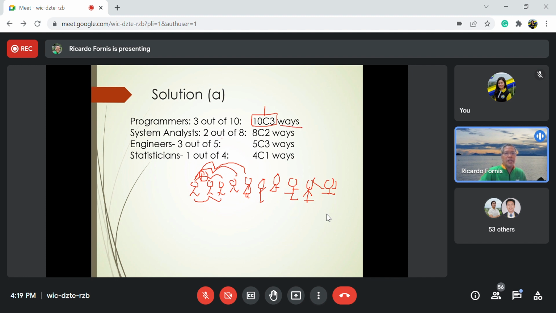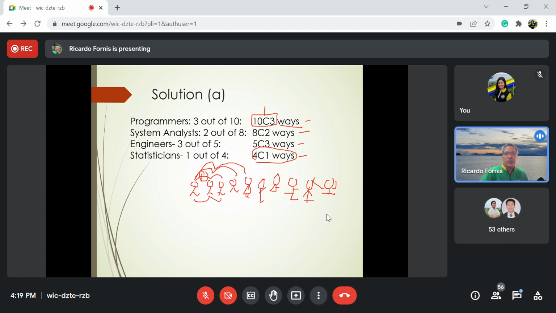For the systems analysts, the same. You have 8 candidates, you choose only 2: 8 combined 2. For the engineers, 3 out of 5, so 5 combined 3. And statisticians, 1 out of 4. So there are 4 possibilities you could choose a statistician because there are 4 and you choose only 1. We consider these as sub-events. You can view it as successive or you can view it as simultaneous.